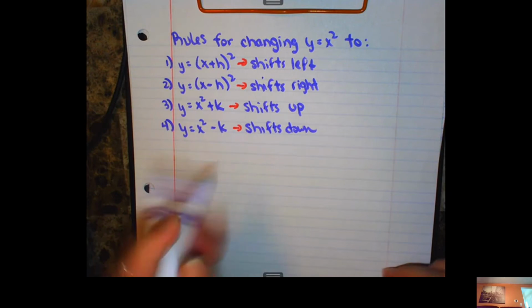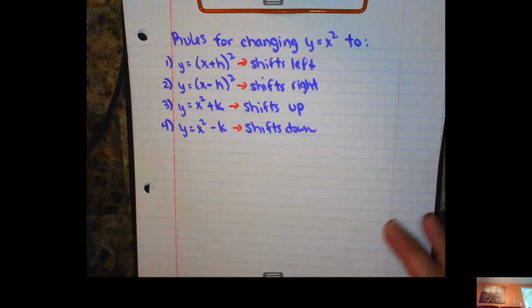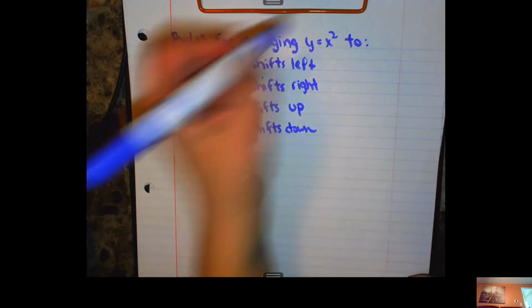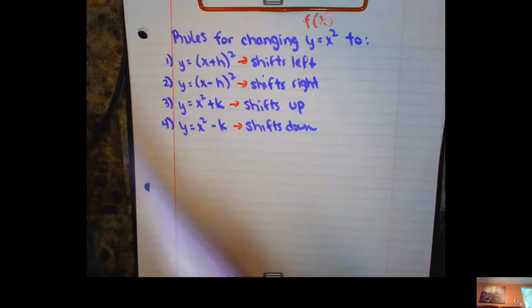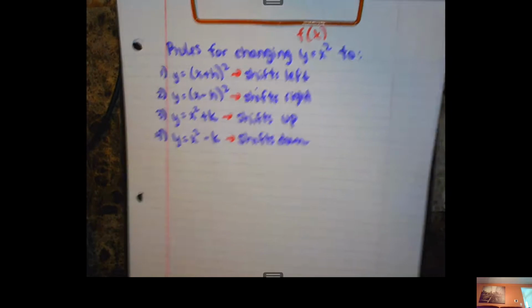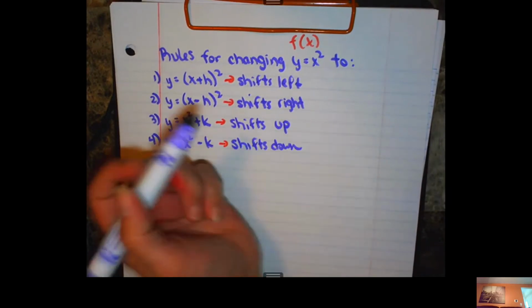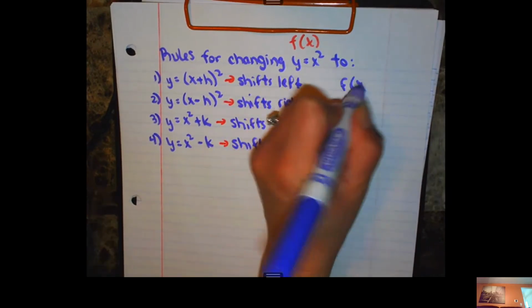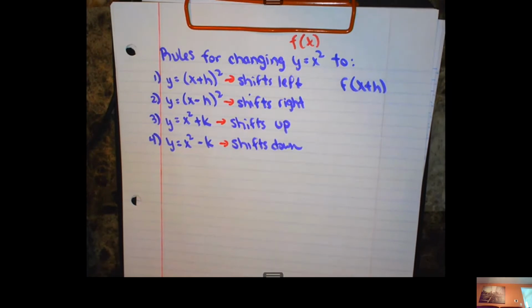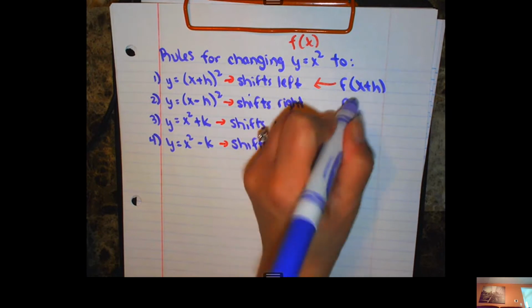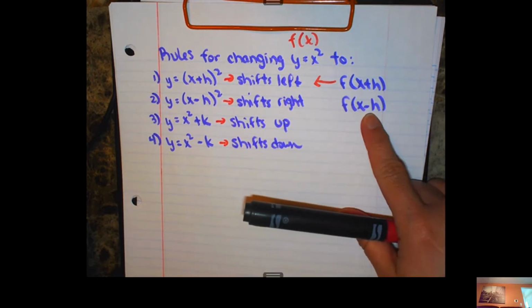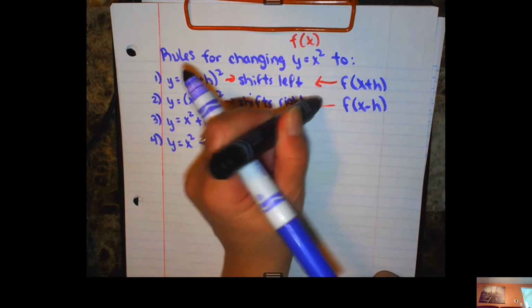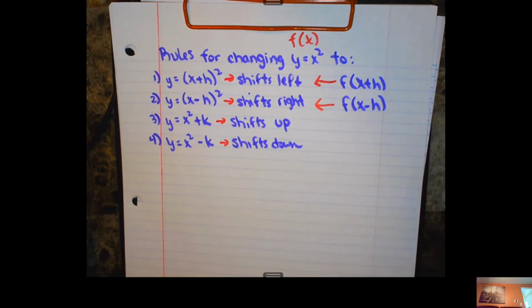These same rules apply to any function. So if you have a function, f of x, I'm going to put f of x right up here. If we were changing f of x to f of x plus h, same shift, shifting to the left. If you have a function and you subtract h, so you're doing f of x minus h, which means you're taking away a number from the x, you're shifting to the right. You'll see these examples in a minute.